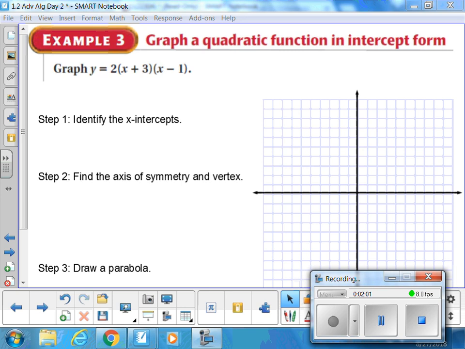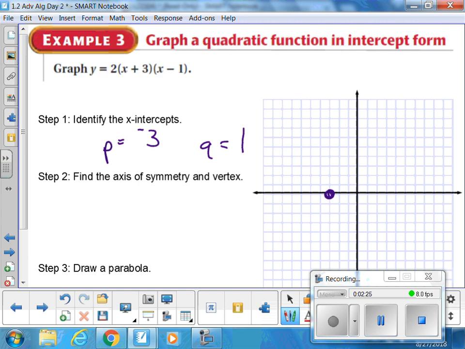So there's 2 sets of parentheses. That means we're in intercept form. And it also means that there's a P and a Q value. Instead of just knowing what the vertex is, you actually just know what the intercepts are. -3 would be my P value. That's my first intercept. +1 would be my Q value. That's my second intercept. So visually, these are going to be locations on the x-axis where the parabola crosses. I go ahead and just put 2 dots there. That's where it's going to touch that axis.